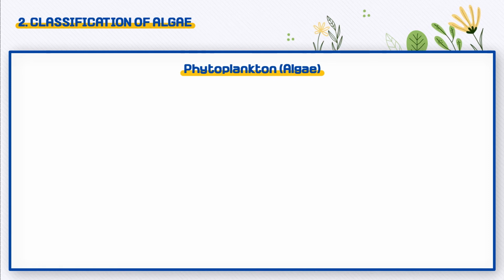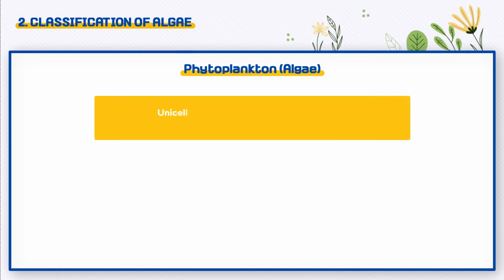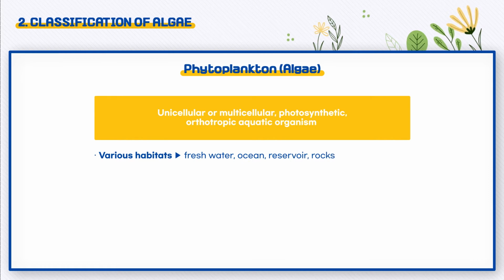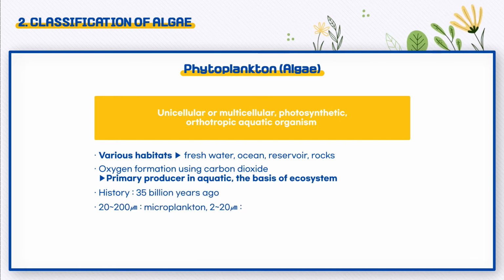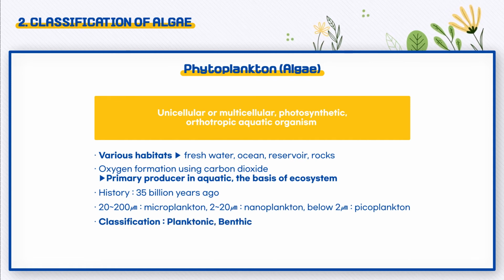More specifically, phytoplankton refers to autotrophic organisms that photosynthesize as unicellular or multicellular organisms. It has various habitats and performs the role as the primary producer in the aquatic ecosystem that produces oxygen using carbon dioxide. Plankton formed 35 billion years ago, has various sizes, and can be classified into planktonic and benthic plankton.